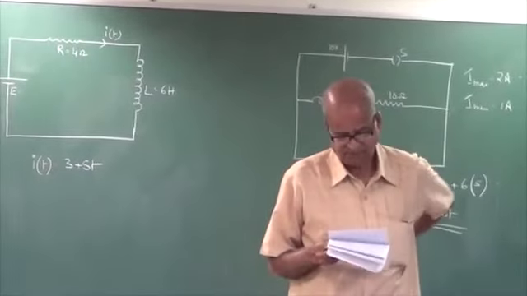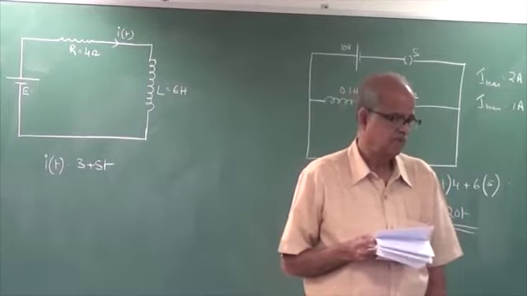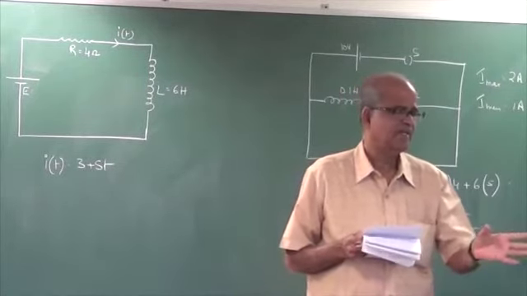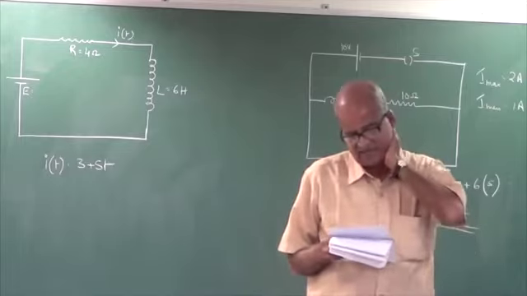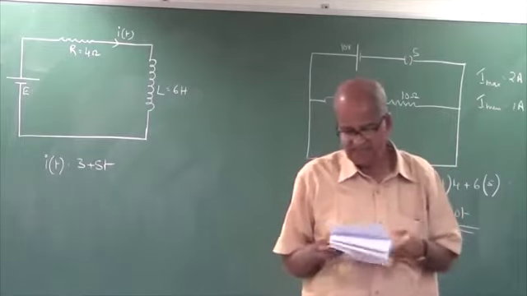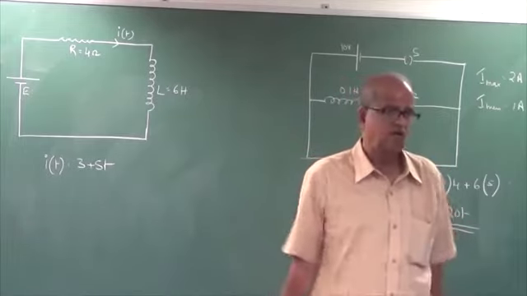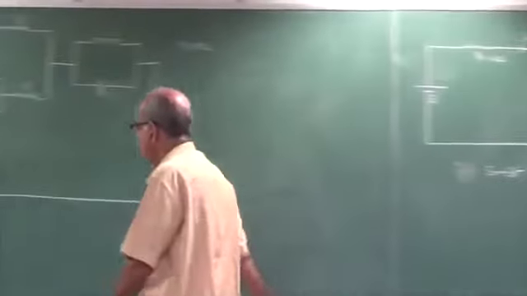PD across A is 0. Find the value of capital R. You have to express this capital R in terms of small r's. Find the value of capital R such that the PD across the terminals of cell A is 0 a long time after the key S is closed.